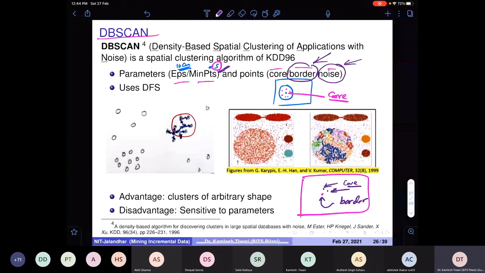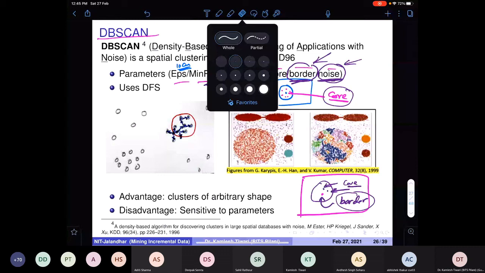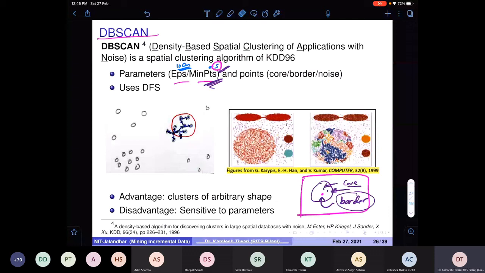Using this definition, this point could be a core point or a border point. If the number of points in the nearby area is less than min points, then you see if any of them is core. If so, you say that it is a border point. Otherwise, if a point is neither a core point nor a border point, then it is a noise point. Everybody clear?